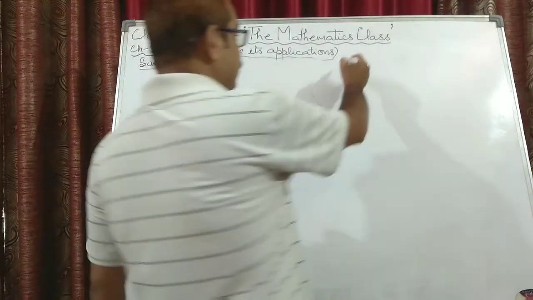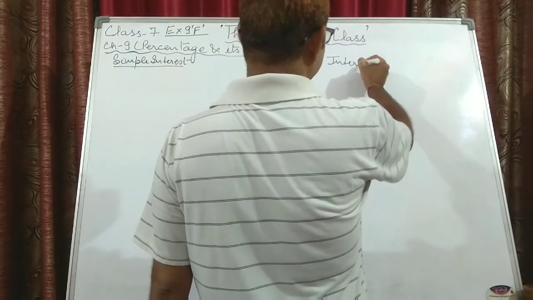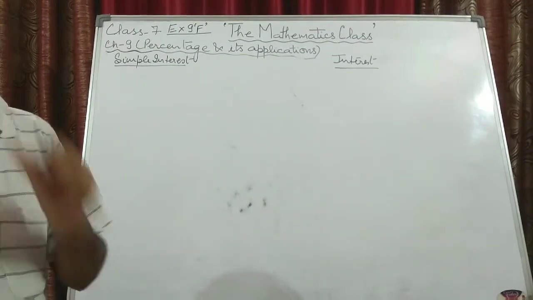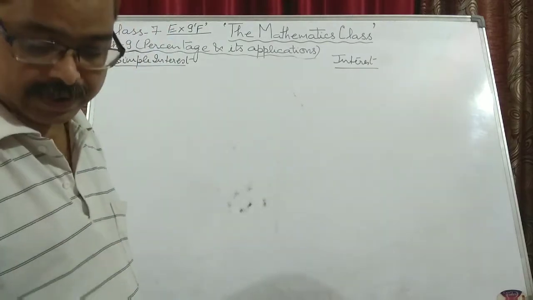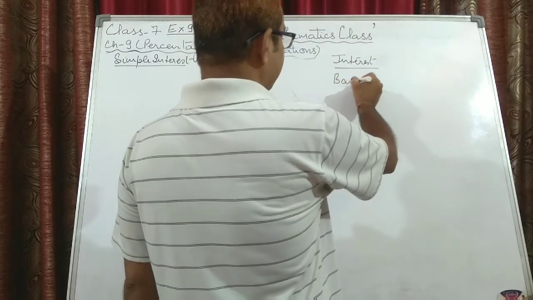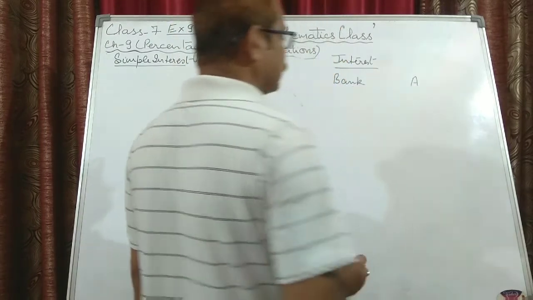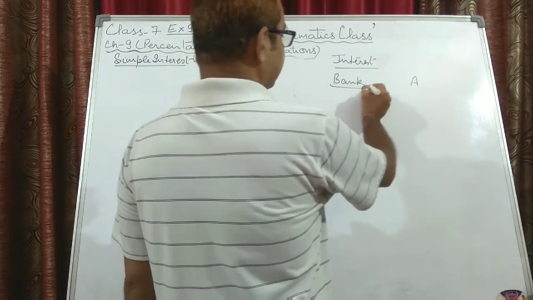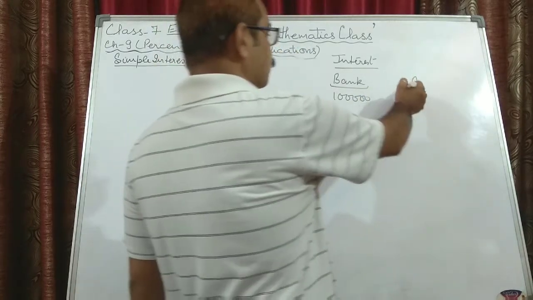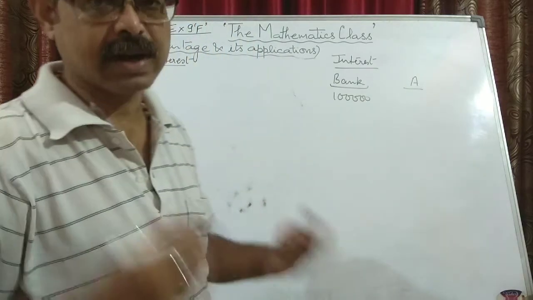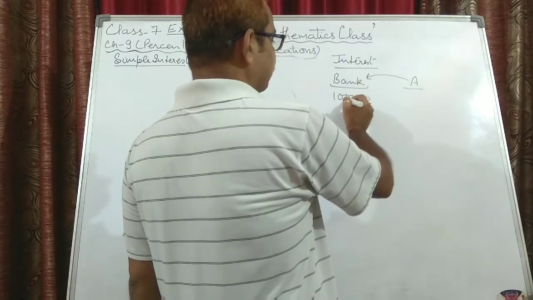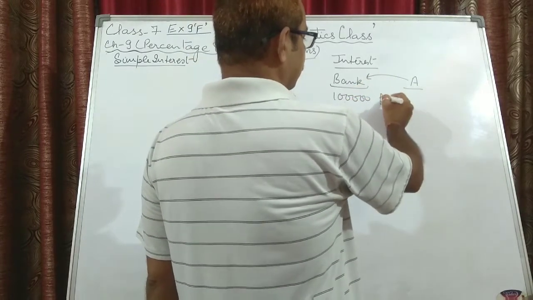So first of all, what is the meaning of interest? Interest is the money which a lender receives from the borrower. Suppose the lender is a bank and a person A is a borrower. Suppose person A wants 1 lakh rupees to start any business or for any reason. It means he will approach the bank. The bank will give 1 lakh rupees after completing the formalities.